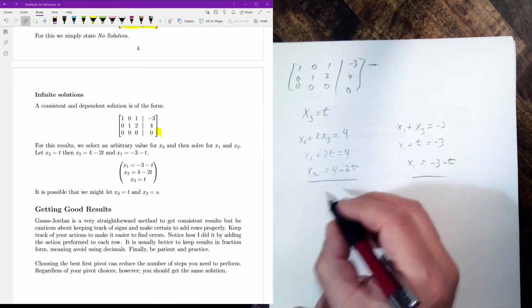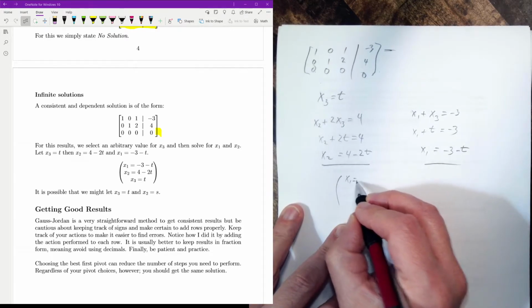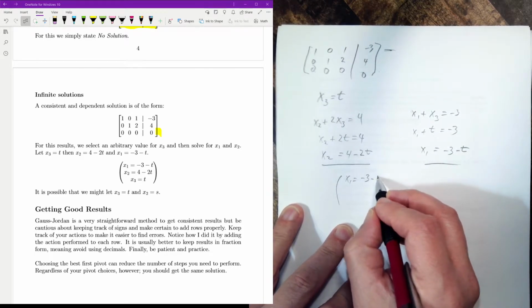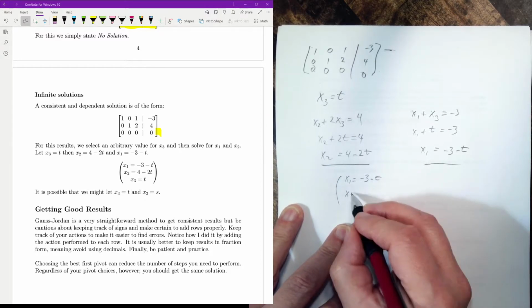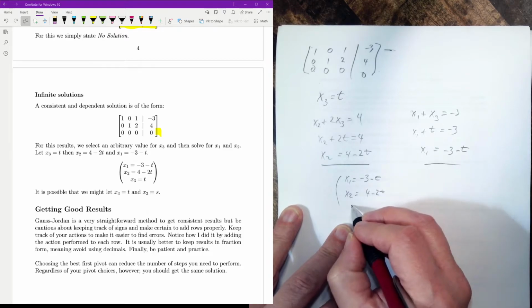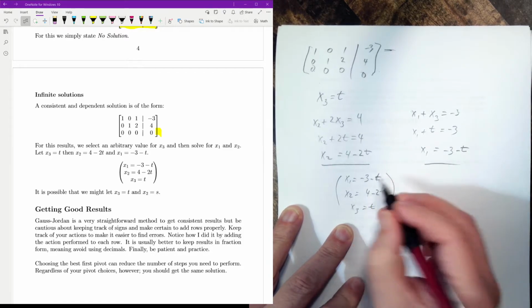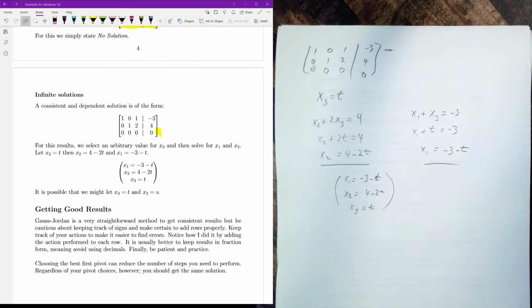Now when we write the solutions, generally we're going to write them in this form. x1 equals minus 3 minus t. x2 equals 4 minus 2t. And x3 equals t. So that is the approach to getting the solution.